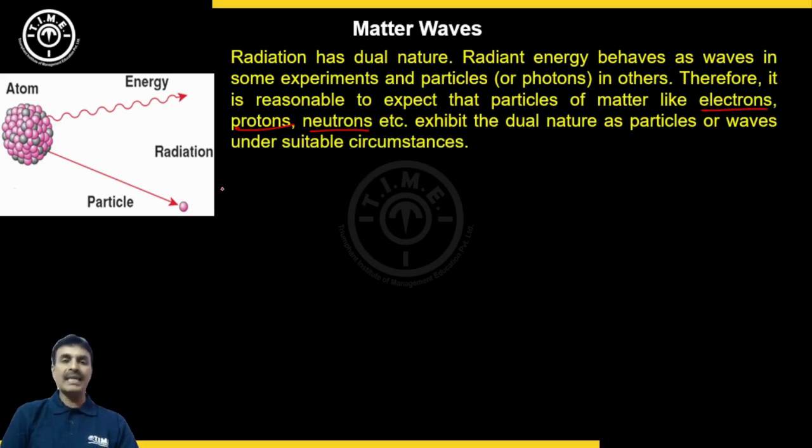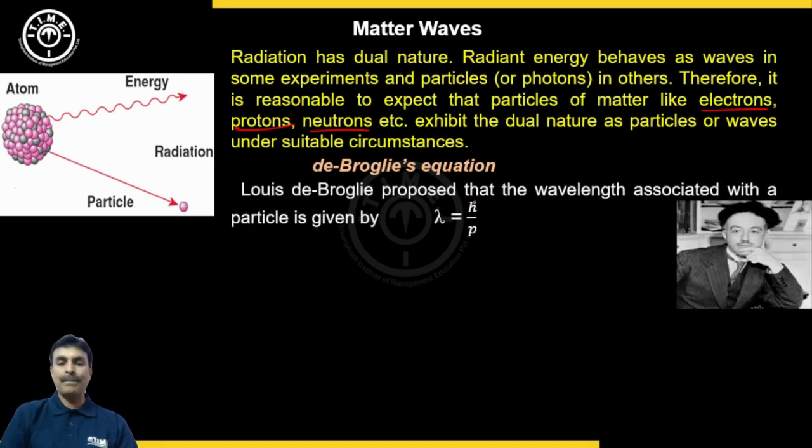Louis de Broglie established the relationship between the particle nature in terms of its momentum and the wave nature in terms of its wavelength, giving an equation known as de Broglie's equation. So de Broglie's wave equation is simply lambda equal to h by p. Lambda is equal to h by p. In this, lambda is the wavelength associated with the wave and p is the momentum associated with the particles.